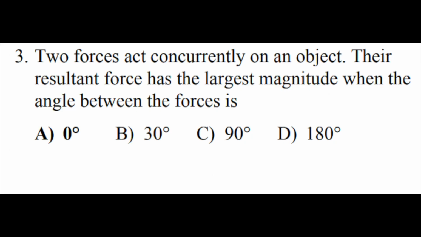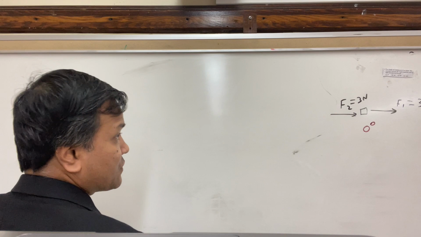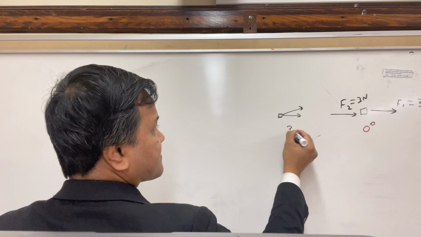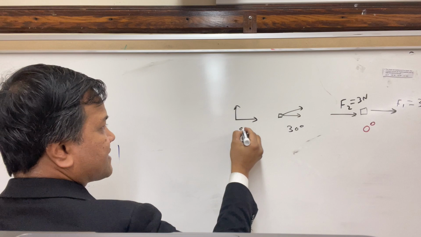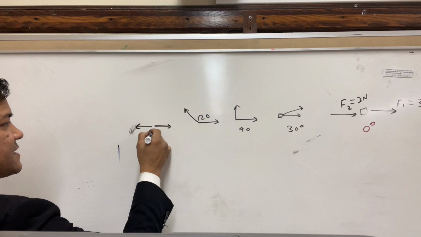Problem number 3. Two forces act concurrently. And let's say the angle between these two is 30 degrees. Let's say the angle between these two is 90 degrees. Let's say the angle between these two is 120 degrees. And let's say the angle between these two is 180 degrees. If it is 0 degrees, then of course 3 plus 3 is 6.